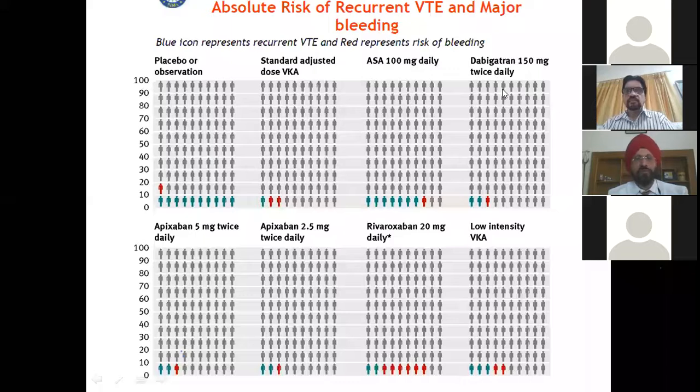While if you give one of the oral anticoagulants like dabigatran, recurrence reduces markedly. So from 10 to 2, and bleeding from 2 with the vitamin K antagonist reduces to 1. So unfortunately, it is not 0. So this is called an icon bar, and it very nicely shows how you can reduce the incidence of bleeding and reduce the incidence of recurrence also. So for a long term.